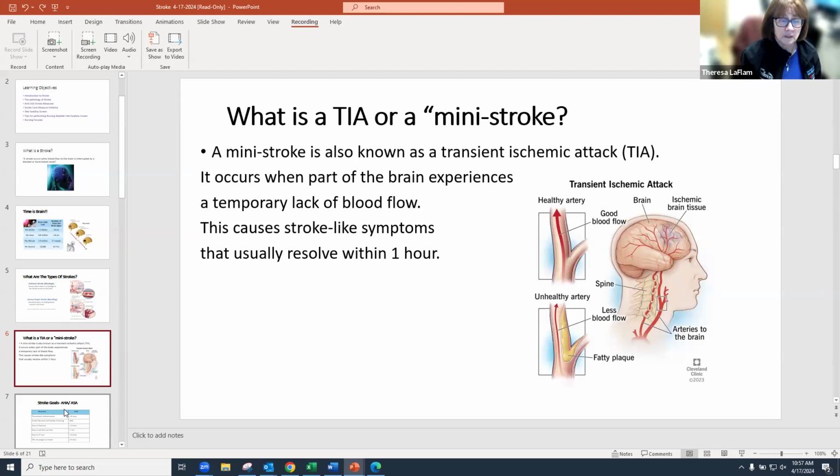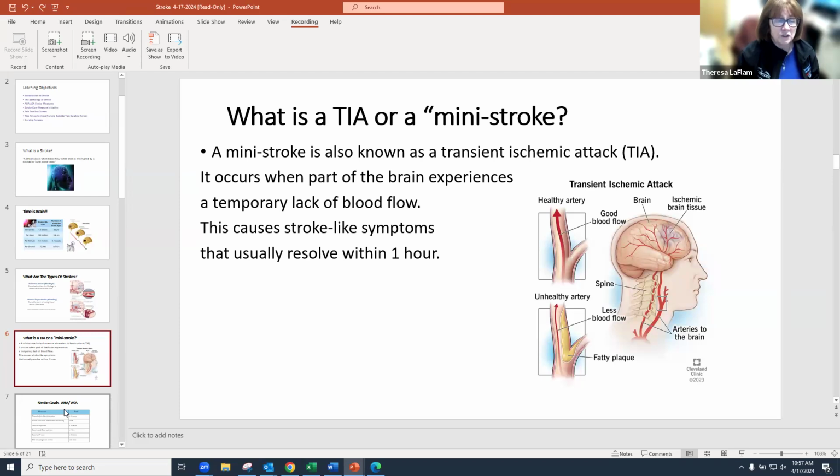Because a TIA is a warning. It's a warning that something is happening. You don't have a TIA for no reason. The TIA is caused by something. So somewhere in the brain, there's an unhealthy artery, or there's high blood pressure that's squeezing on the vessel. The unhealthy artery could have plaque in it from high cholesterol, from diabetes. So there's something underlying it.